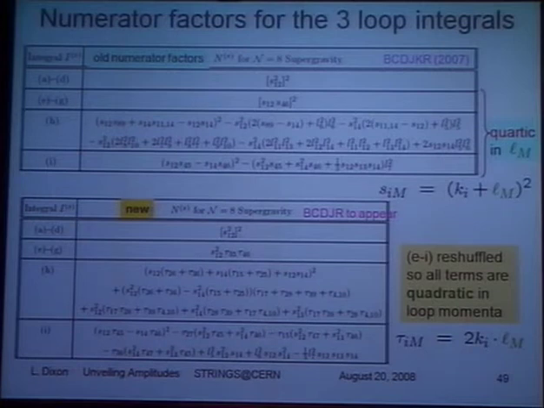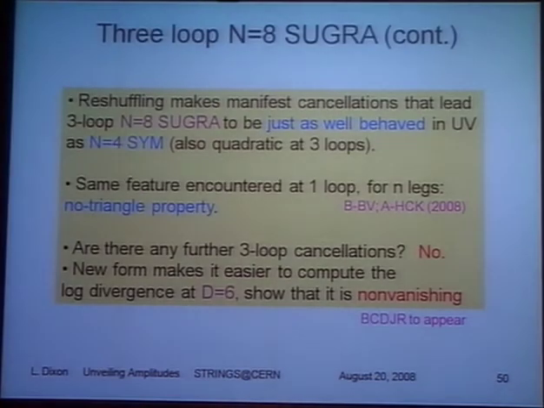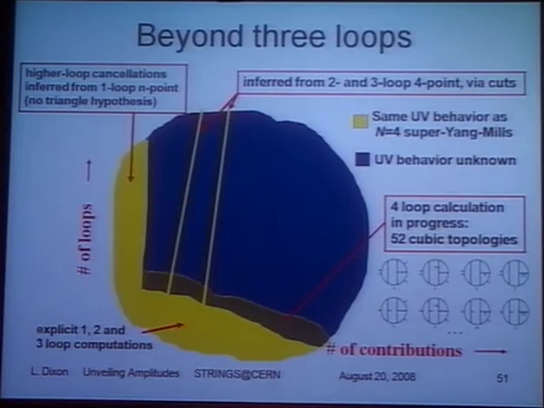This doesn't change any of the conclusions of the original paper, but what it does is it lets us show that everything's of the same order manifestly as N equals 4 super Yang-Mills. And the quadratic behavior is because we use these tau variables, and we shuffle terms between various integrals. And the reshuffling makes the cancellations more manifest, but it also lets us calculate the divergence not in 4 dimensions, where the theory is finite, but at 6 dimensions, which is the same place it occurs in N equals 4 super Yang-Mills. And we can show that it's non-vanishing, and we'll give the number soon.